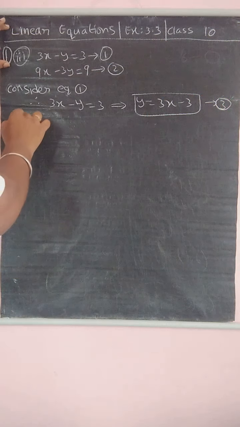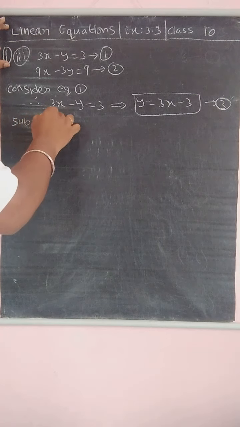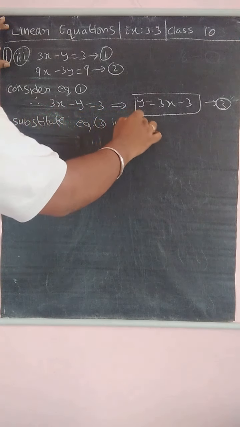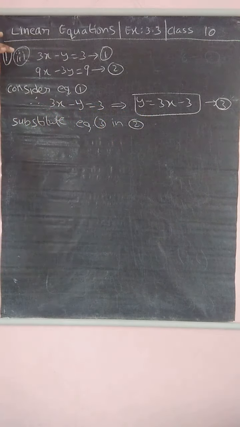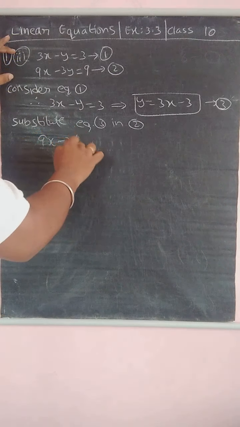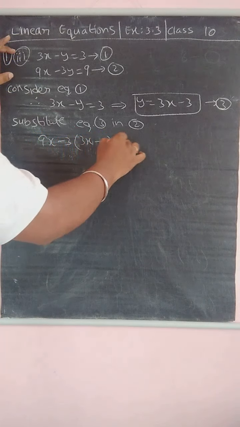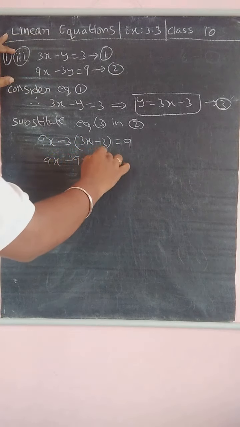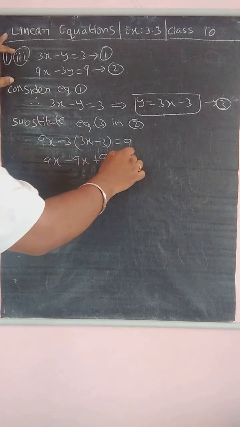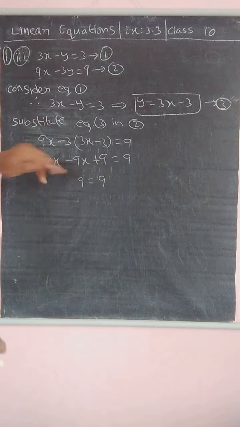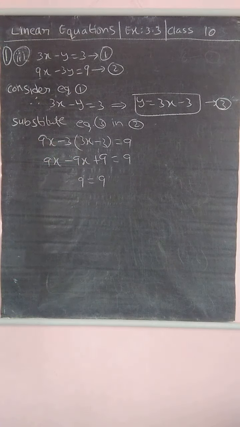Now substitute equation 3 in 2. Why? Because already we considered equation 1. So 9x minus 3 times of 3x minus 3 is equals to 9. So 9x minus 9x plus 9 equals to 9. So finally we will get 9 equals 9. See, if you observe, the variable is not there. The x value is completely eliminated.